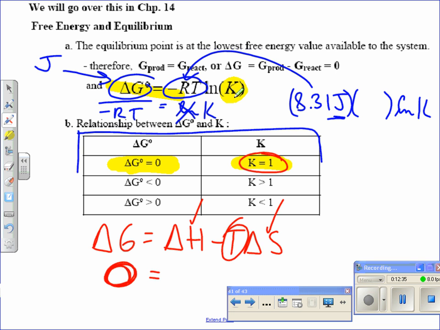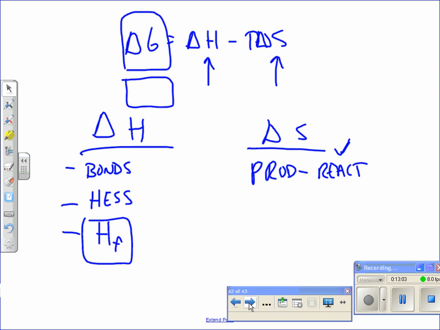So whenever they ask you to solve for it at equilibrium, know that when it is at equilibrium, K is equal to 1, delta G is equal to 0. Other instances, if K is larger than 1, we know the reaction is spontaneous, which means delta G is going to be negative. If K is less than 1, we know that delta G is going to be positive because the reaction will be non-spontaneous. Those are things you would need to memorize and just be aware of.